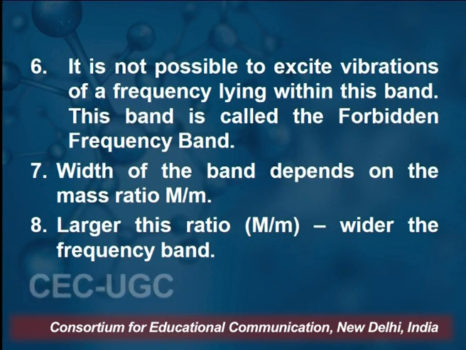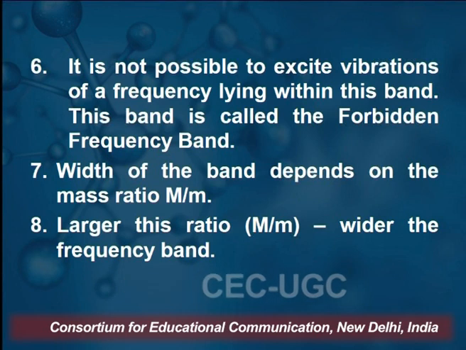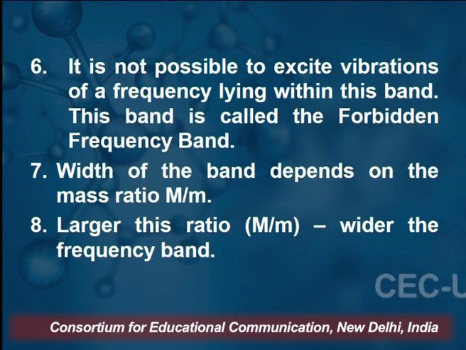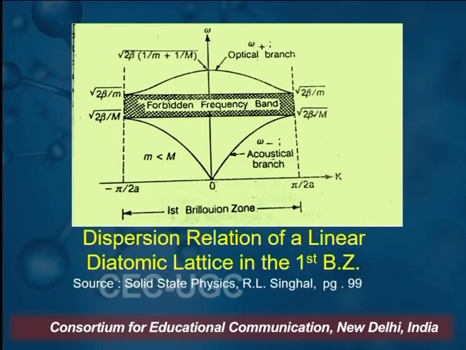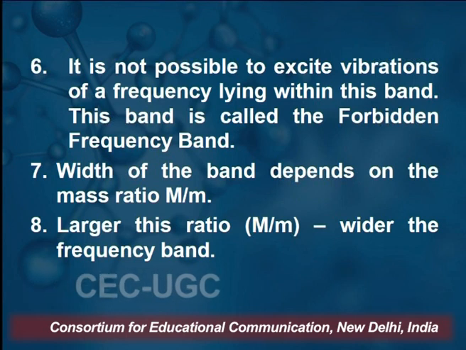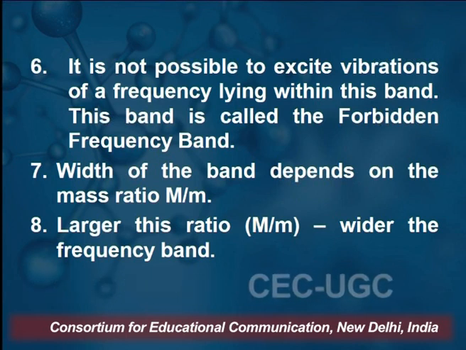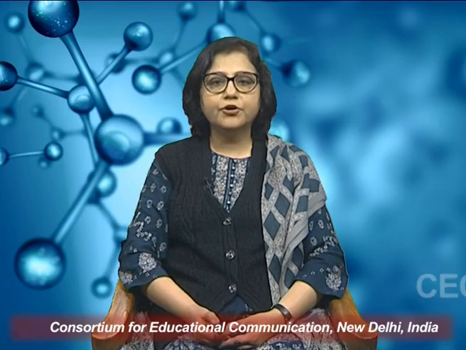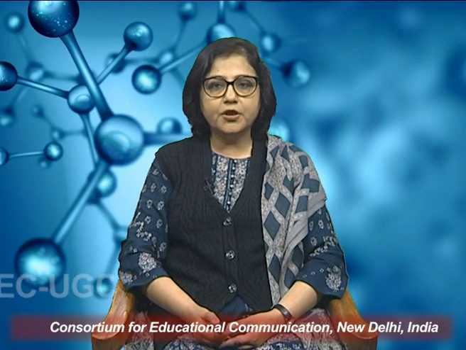The width of the branch will depend on the ratio of capital M by small m. The larger this ratio, capital M by small m, the wider will be the frequency band. As you can see from this figure, the optical branch at pi by 2a is under root of 2 beta by small m. The acoustical branch omega minus is under root of 2 beta by capital M. So, the width of this forbidden band will depend on the ratio capital M by small m.